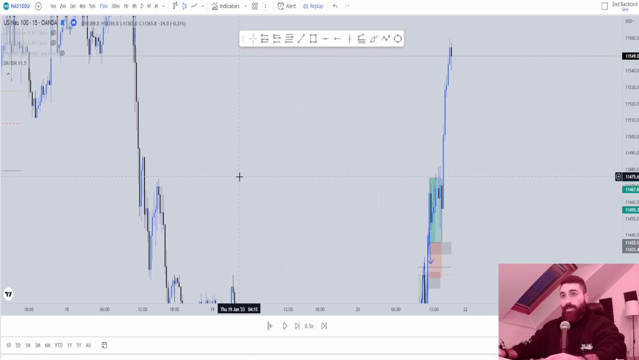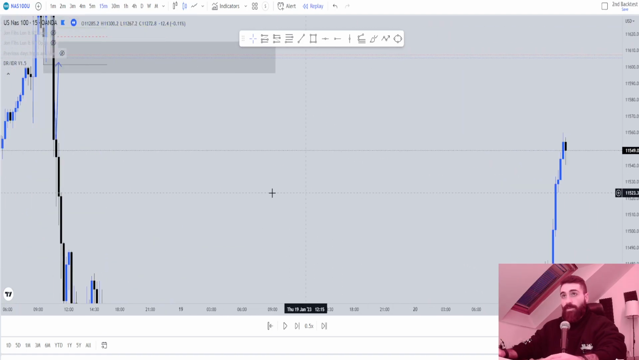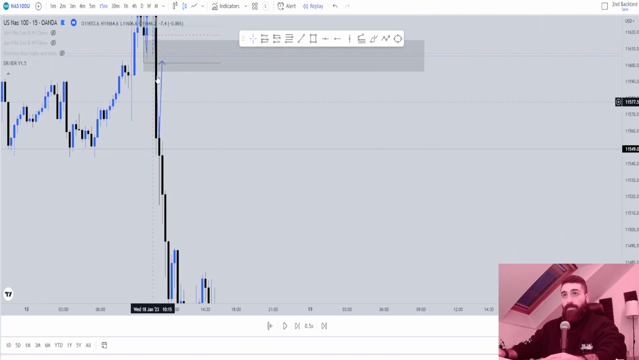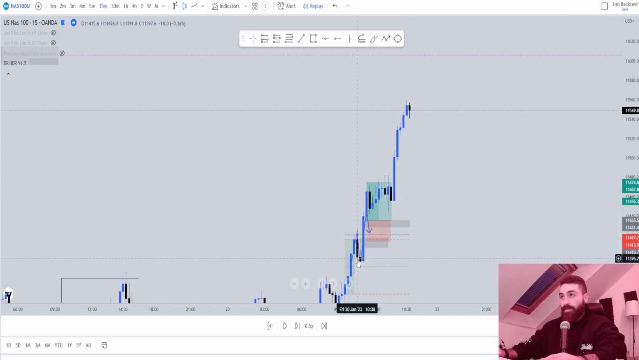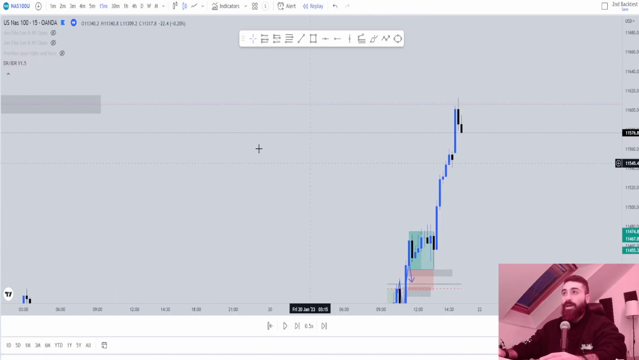Of course, you could have taken partials here and then partials here, and then waited for the imbalance fill. But that's a great trade. As you can see, we broke in an impulsive way. It gave us a really nice retest and went higher.